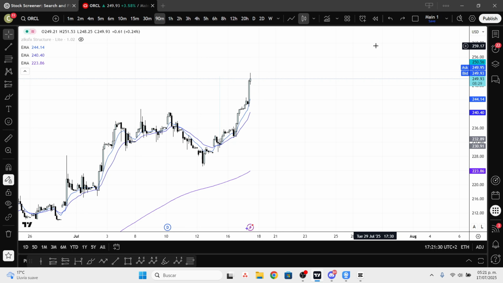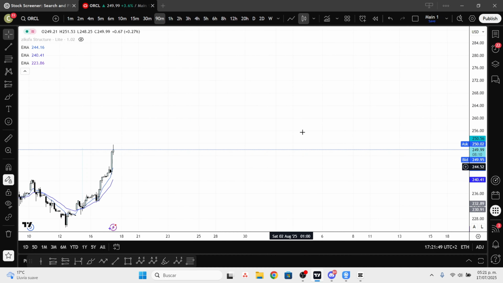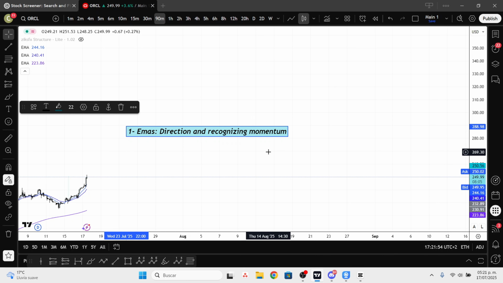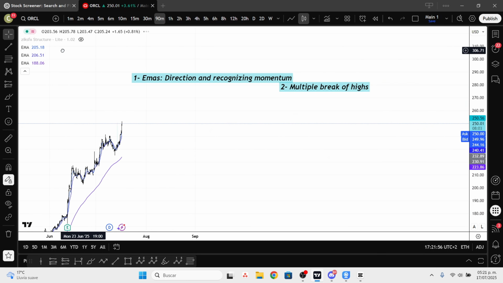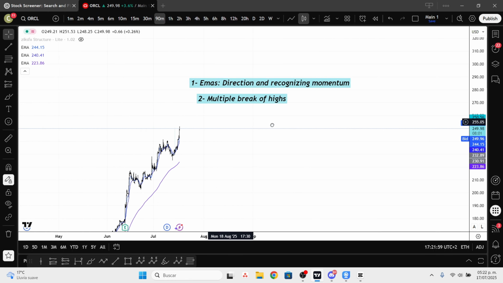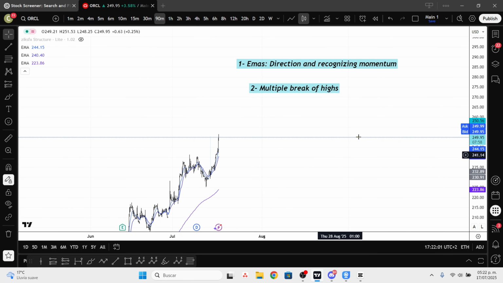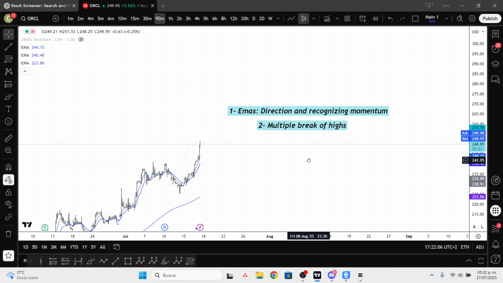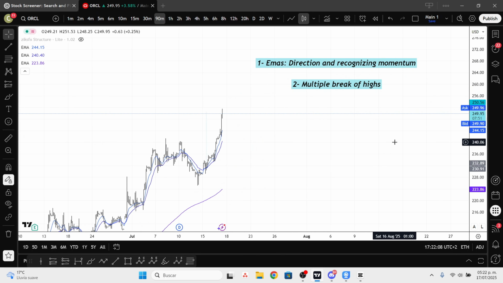The first thing we're going to see is very simple. Why? Because it's the exact same thing that we're looking at on our higher time frame. Yes, you heard it right. We're only looking for the exact same thing. So, with that being said, we will be looking at the EMAs for direction and recognizing momentum. And we will also be looking for multiple breaks of highs just to determine bullishness. So tell me what you see here and if it's good to go, or is it not yet, at least.